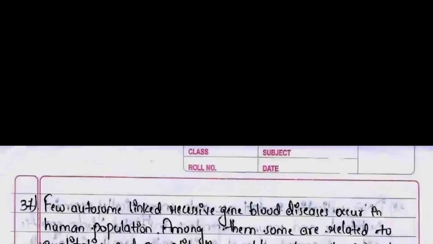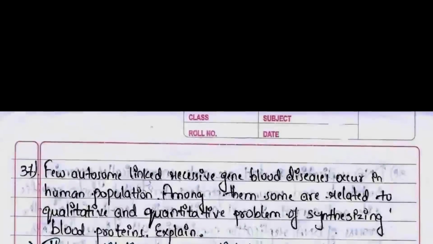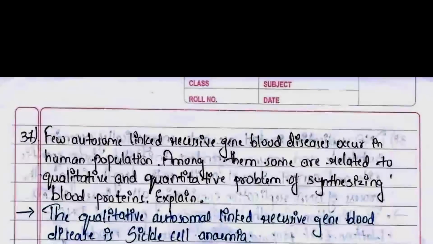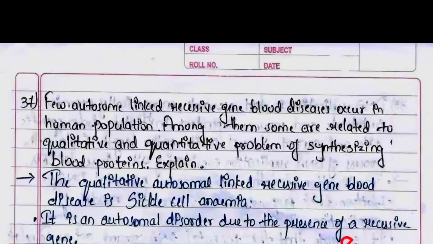Few autosome-linked recessive gene blood diseases occur in the human population. Among them, some are related to qualitative and quantitative problems of synthesizing blood proteins. Explain, and the answer is B.